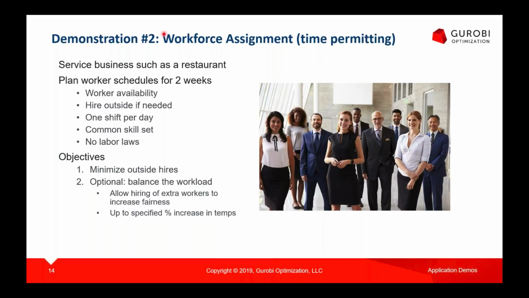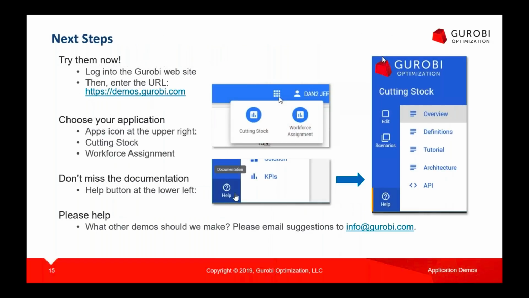So there is another demonstration, this workforce assignment. I'll leave it as homework so that you can investigate that yourself. So you have homework. The first one is to try the cutting stock demo. For that, you'll go to gurobi.com, log in, and then enter demos.gurobi.com in the address bar to get to the web page. There's a button up here that looks like a little grid. It's a grid icon. I don't know what you call that. And it has multiple applications under it. We have 2 so far, so you can choose your application. By default, you're taken directly to the cutting stock demo though. Okay, and then there's a workforce assignment demo as well that you can check out.